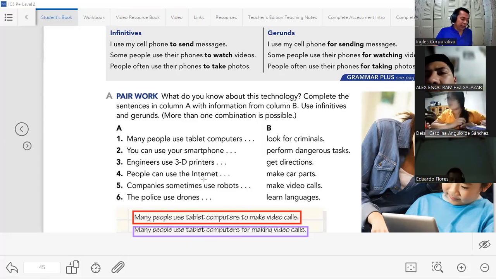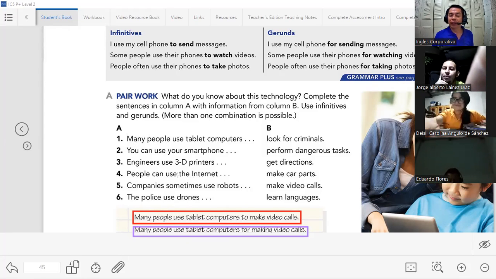People can use the internet. This question is for Esmeralda. No. Wait, not Esmeralda. Carolina. Yes, Carolina. It's a coincidence. You're number three in the list, Carolina. So, people can use, number four. People can use the internet, Carolina. Infinitive. Aha, yes.